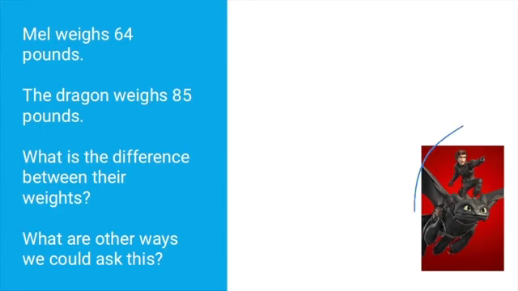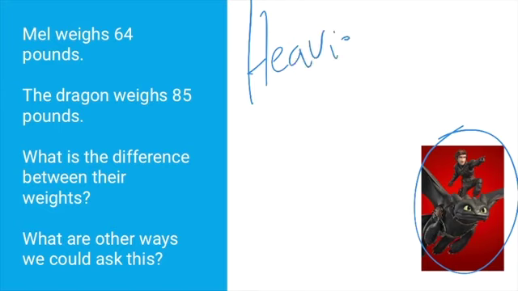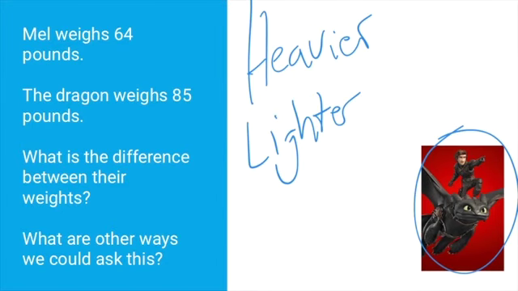There's Toothless. Woo! Mel weighs 64 pounds. The dragon weighs 85 pounds. What is the difference between their weights? This is a comparing problem. Nothing is changing. What's another way we can ask this? What's another way we can compare the weights? How much heavier, think about all that vocabulary now, how much heavier is the dragon, or how much lighter is Mel? That's another way we can ask this.